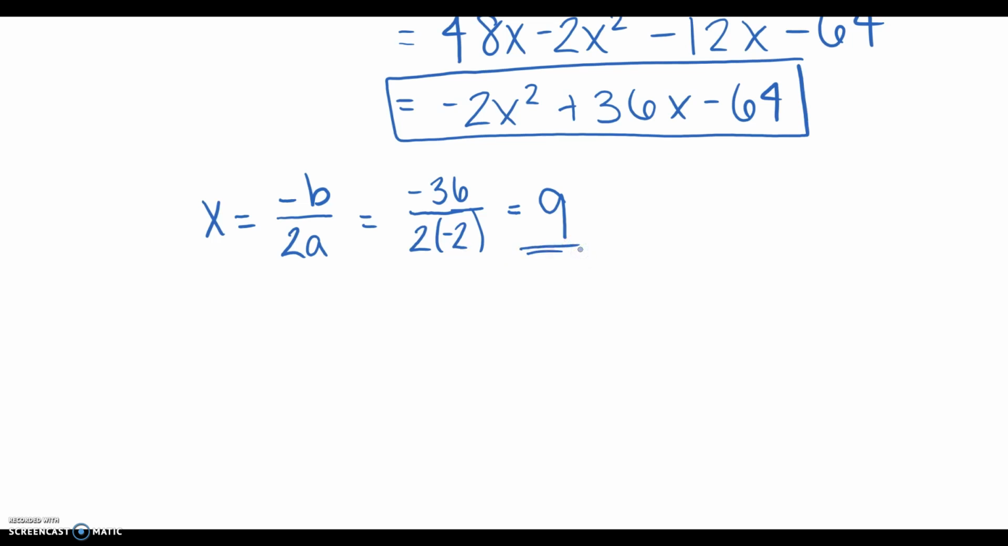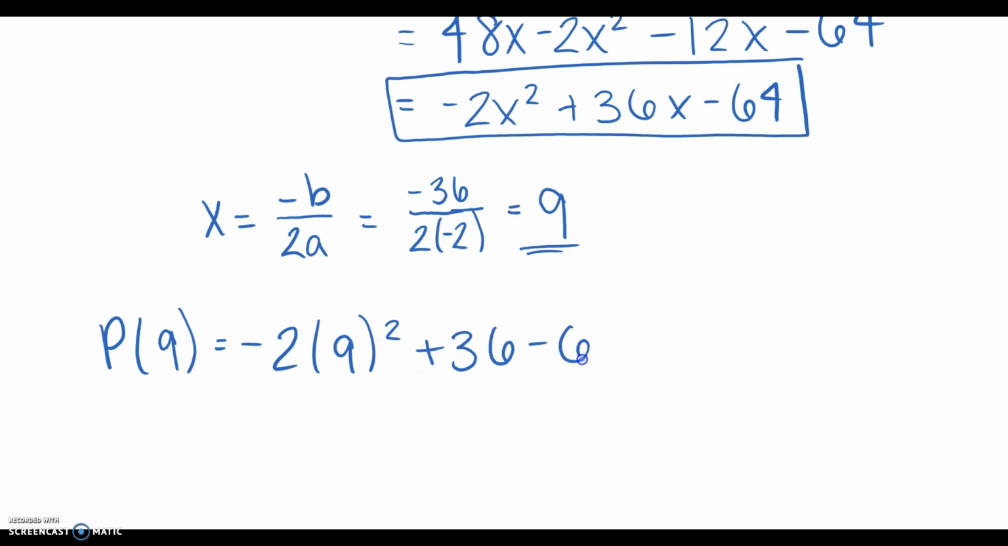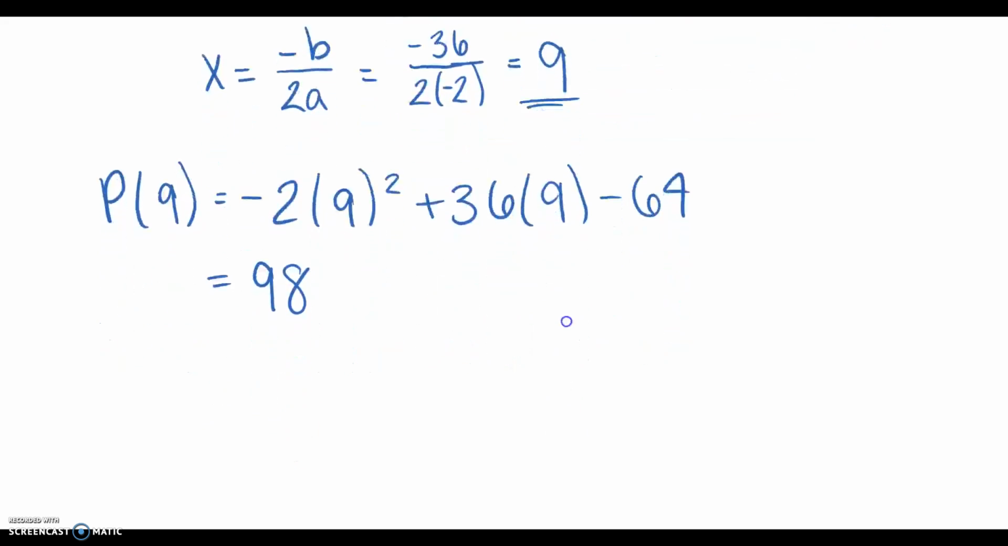We could also figure out the max profit, and we're just going to substitute that into our profit equation and find p of 9. So negative 2 times 9 squared plus 36 times 9 minus 64 should give us 98. Hopefully I didn't mess up this time.